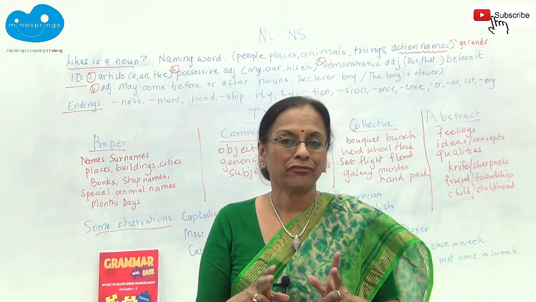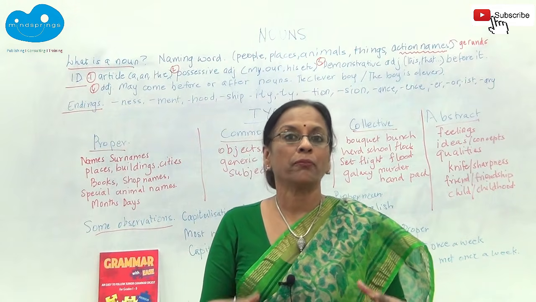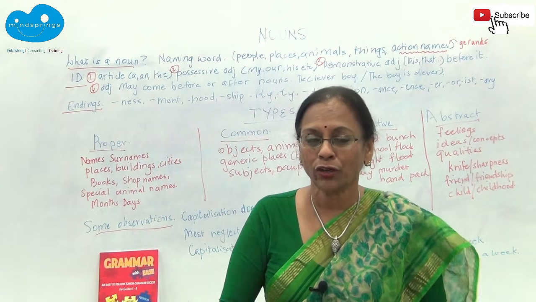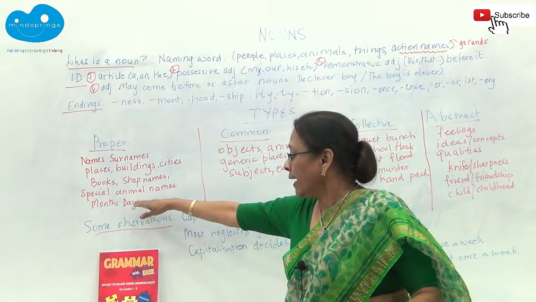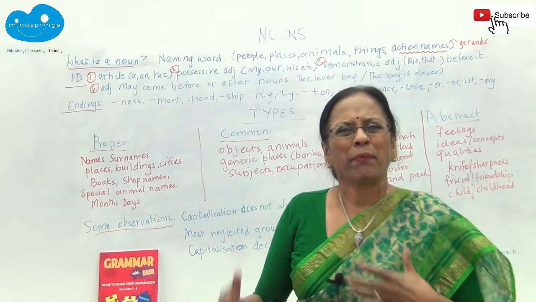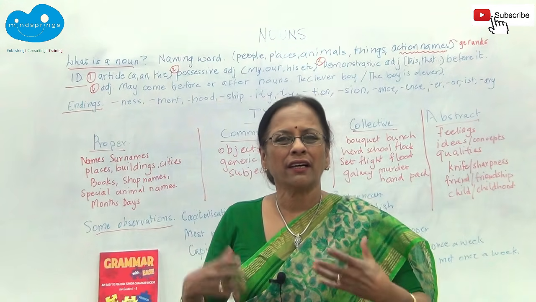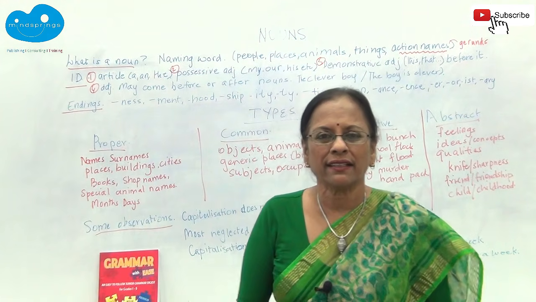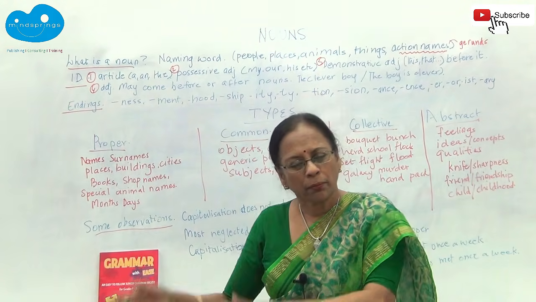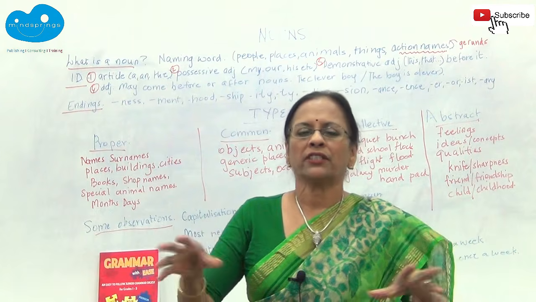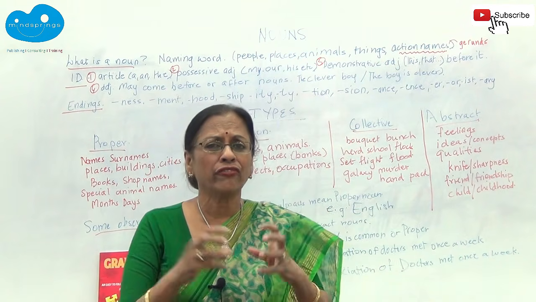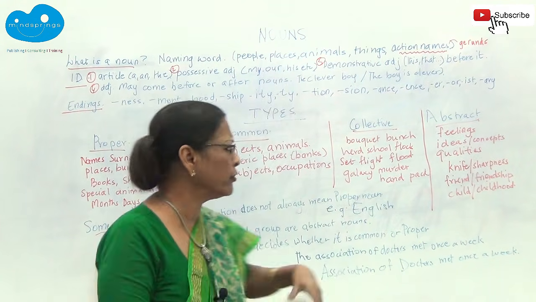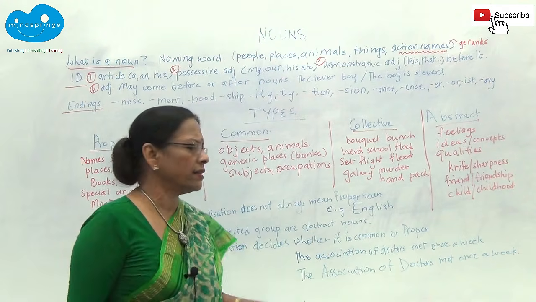So you must understand the difference. Don't take animals and call them proper names because they are not. They are common. And then you have months and days and planets and this kind of thing. These words are capitalized and they come under the proper nouns because they are special names that are given to very few planets or very few items, so to speak.